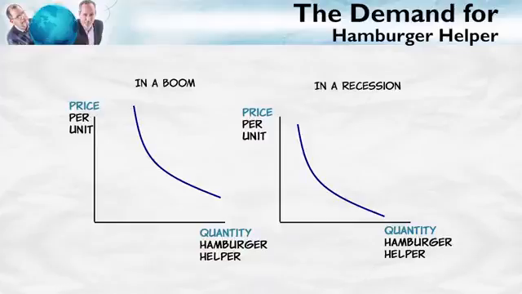In a boom, the demand for hamburger helper is going to decrease because hamburger helper is an inferior good, so we get a decrease in demand. What about in a recession? Of course, in a recession we get the opposite. In a recession, when incomes are going down, the demand for hamburger helper is going up.